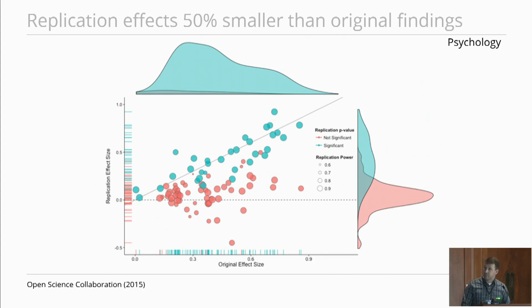Using another measure of replication beyond this, we can also look at just was it statistically significant in the same direction. There we see only 36% of the replications were significant in the same direction compared to 97% in the original findings.